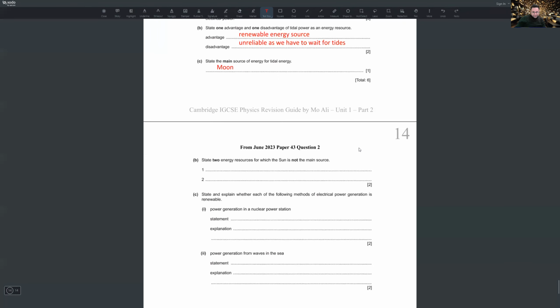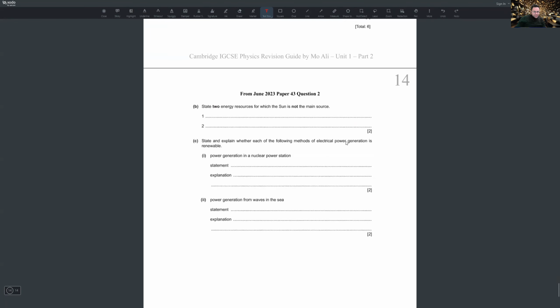Okay? This is another easy question. State two energy resources for which the sun is not the main source. We can say geothermal, nuclear, tidal. So all three. You choose two of the three as you like.